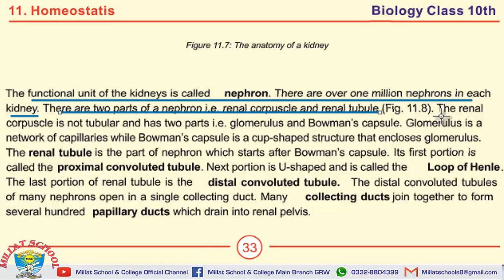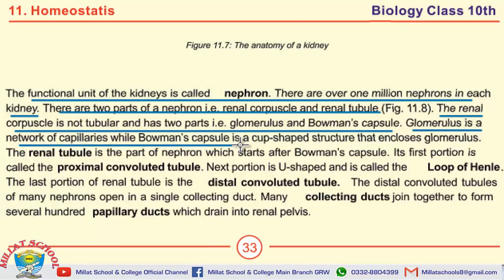The next question: define renal corpuscle. Renal corpuscle is not tubular and has two parts. Number 1, glomerulus. Number 2, Bowman's capsule. What is glomerulus? Glomerulus is a network of capillaries. What is Bowman capsule? Bowman capsule is a cup-shaped structure that encloses glomerulus.